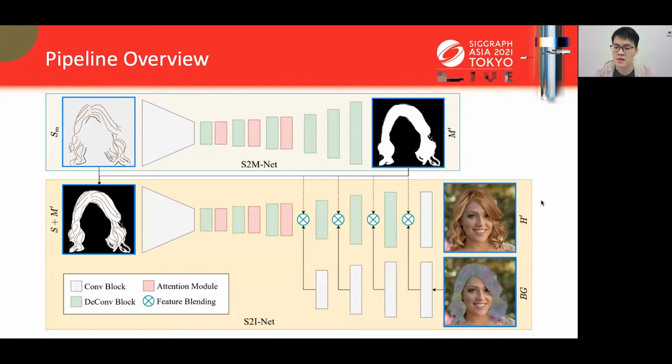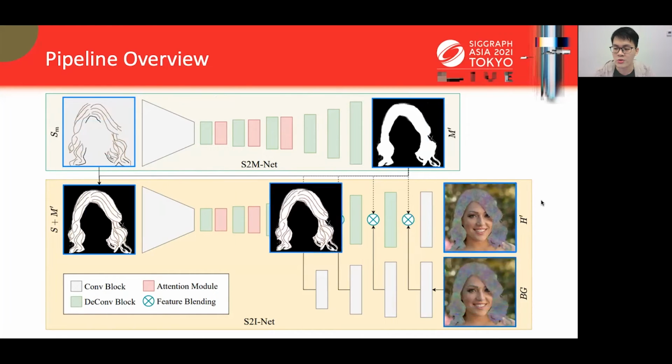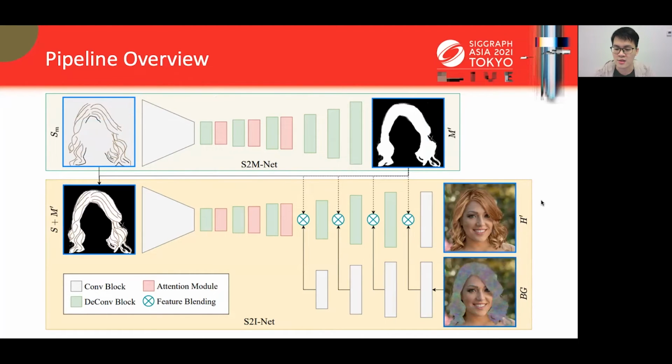With the dataset, now we can train our two-stage system. The first stage, sketch-to-mat, creates a hair mat given the user's sketch input. With the sketch and the hair mat as input, the second stage generates the hair images, blended with the original background. Next, I will introduce each stage in more detail.